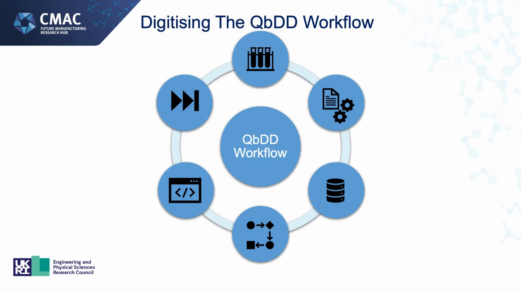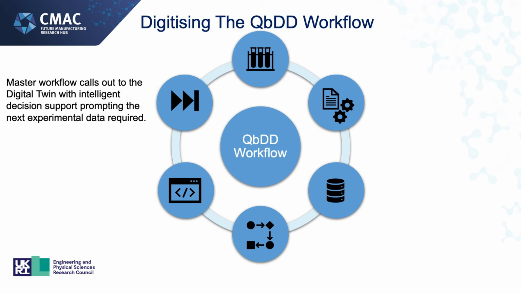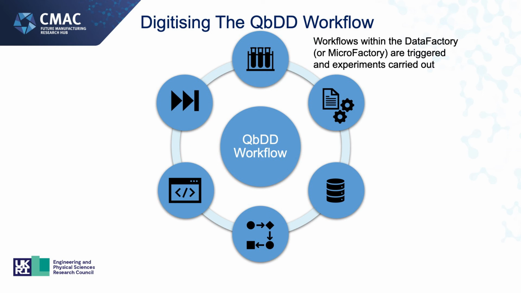So my job, and what we're trying to do, because this is still very much the early days of digitizing this QBDD workflow. In each one of those boxes, each workflow has a continuous loop until the decision criteria is met, and then it passes on to the next stage. So going around this loop, the master workflow calls out to the digital twin, looking for some supported intelligent decision to prompt the next experiment required. This then passes into the data factory, or the microfactory in the later stages, to trigger an experiment to be carried out either by the robots or by the guys up in the lab.